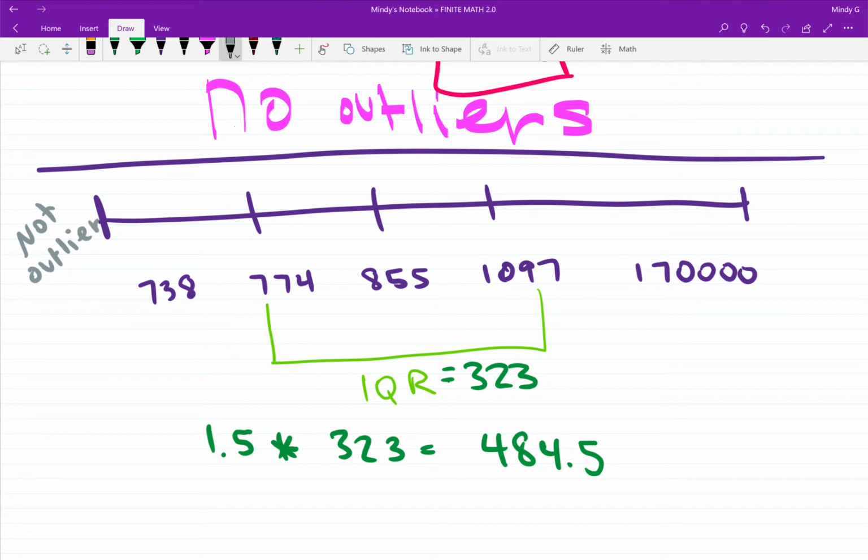Okay, let's look at this value. What is 1097 plus 484.5? Around 1500-ish. I got 1581.5. Is the number 170,000 between 1581.5 and 1097? Think of a number line. No, it's on the outside. Y'all with me? This is an outlier.